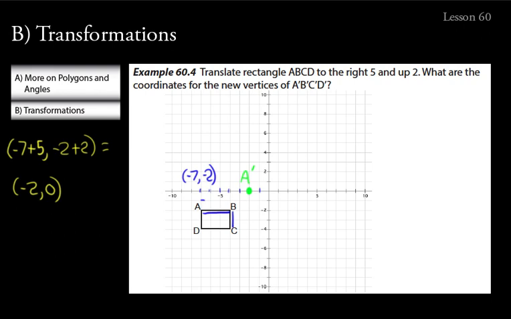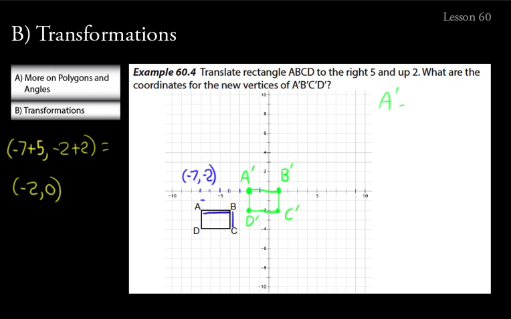And then from there, we could go to the right 1, 2, 3, right here. There's B prime. We can go down 2, there's C prime, and then go back to the left 3 to put D prime. And so then we can just connect those dots to make our rectangle A prime, B prime, C prime, D prime. And so there it is. So we've been asked to find those coordinates. So now we're able to do that. Let's just write them over here.